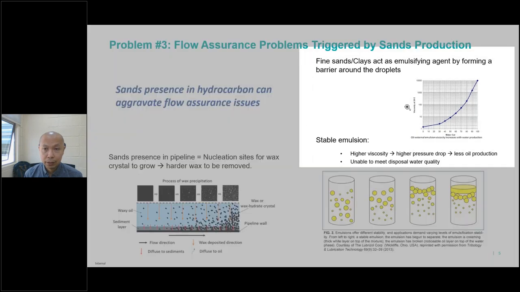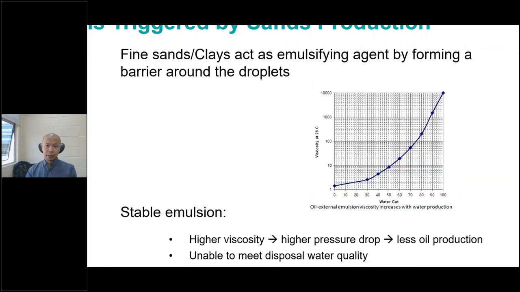The next example here is the emulsion. The sands or fine sands are known as an emulsifying agent. Okay, so an emulsifying agent is something that tends to provoke or stabilize the emulsion. I want to draw attention to this chart.